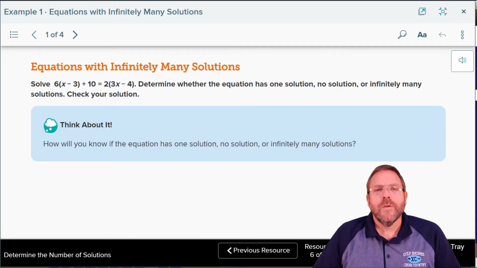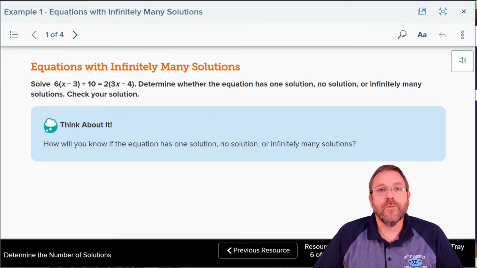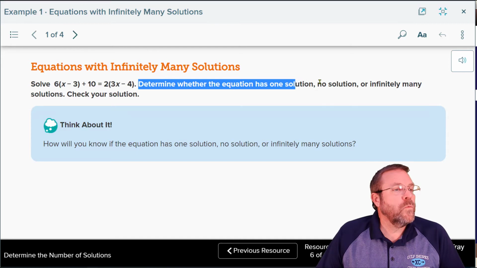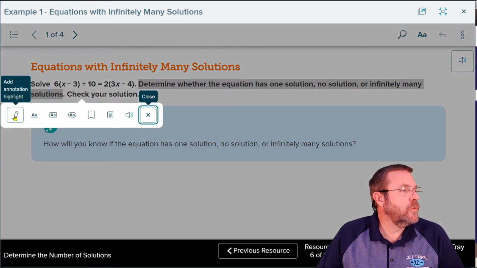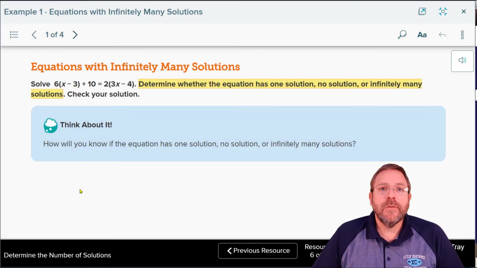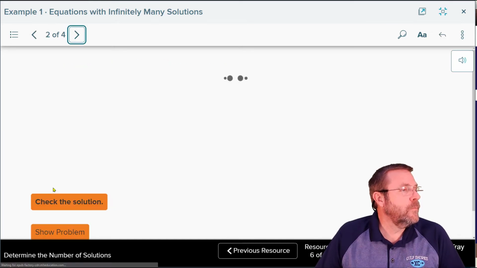that's going to be no solution at all. So let's get started with example 1 here, where we're going to solve 6 times the difference of x and 3 plus 10 is equal to 2 times the difference of 3x and 4. We have to determine whether it has one solution, no solutions, or infinitely many solutions. To do that, we're going to simplify each side of the equation and see what it comes out to. So here we go.